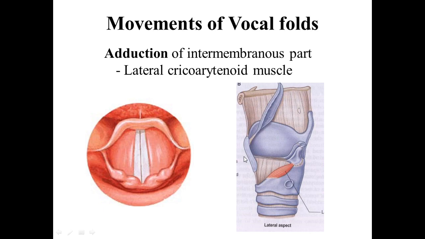Then the second action of the vocal fold is adduction. In this, the two vocal folds come close to each other. Adduction of the intermembranous part, meaning the anterior 3/5 part, is caused by the lateral cricoarytenoid muscle. This muscle is the lateral cricoarytenoid. So adduction of the intermembranous part is caused by the lateral cricoarytenoid muscle.